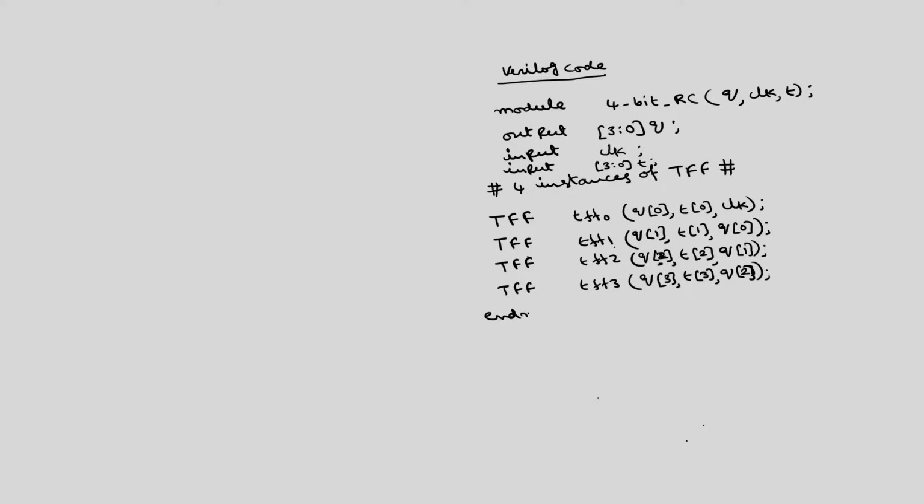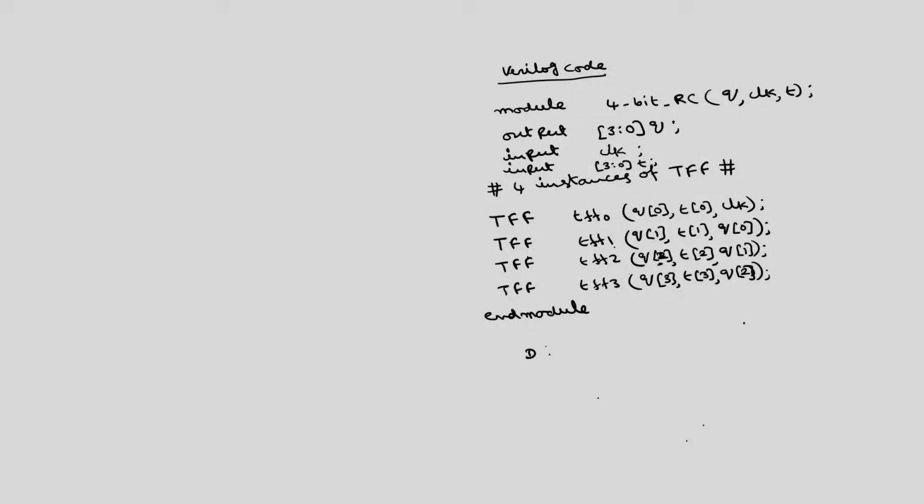End module. This is how we can construct higher level modules from lower level modules by instantiating the lower level modules. We considered the D flip flop, from that we constructed the T flip flop, and from that we constructed a ripple carry counter. We can simply call it the ripple counter also, or ripple carry counter.